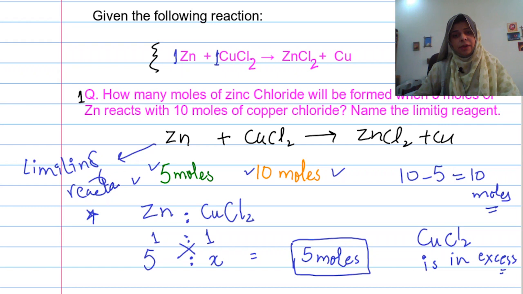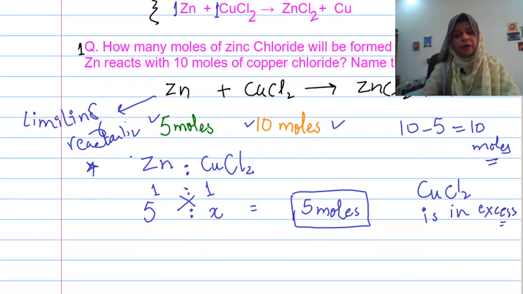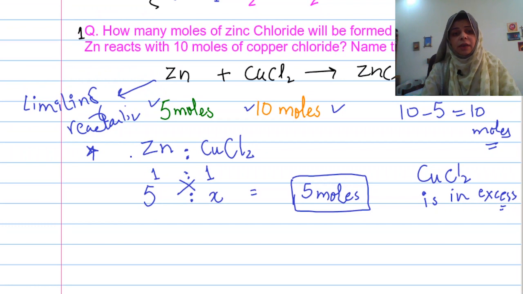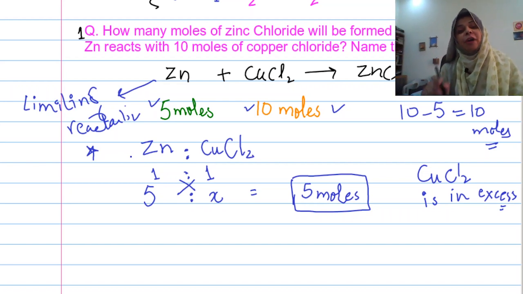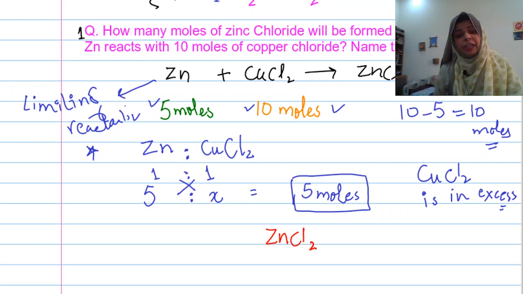Okay. Now we will move ahead. What do we have to calculate? How many moles of zinc chloride. This is the part where you have to focus: the limiting reactant is totally the part of the product. We will not do the comparison with the excess one because that will not be part of the product. So the limiting reactant is completely used up and totally becomes part of the product. So if we have to calculate the moles of zinc chloride, we will do the ratio method with the limiting reactant. So the limiting reactant is zinc.